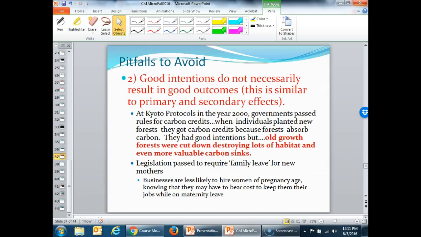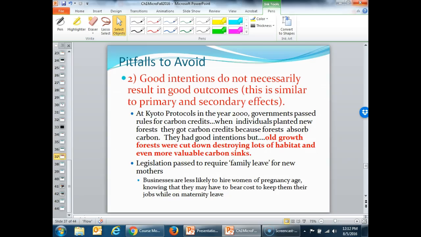Another pitfall to avoid: good intentions do not necessarily result in good outcomes. So this is kind of like the Kyoto protocols in the year 2000. This is a lot like you have a direct effect and a secondary effect. So I think this kind of goes hand in hand. But this is another example of a direct effect and an indirect effect. So back in the 90s or sometime, we had the Kyoto Protocol. I guess in the year 2000, government passed rules for carbon credits. When individuals planted new forests, they got carbon credits because forests absorb a ton of carbon.